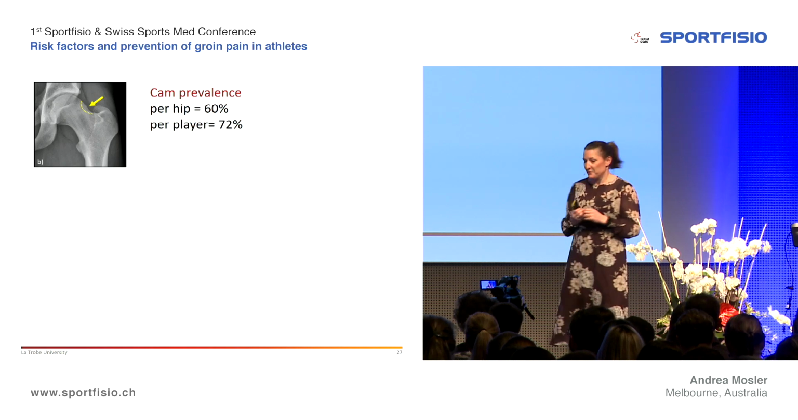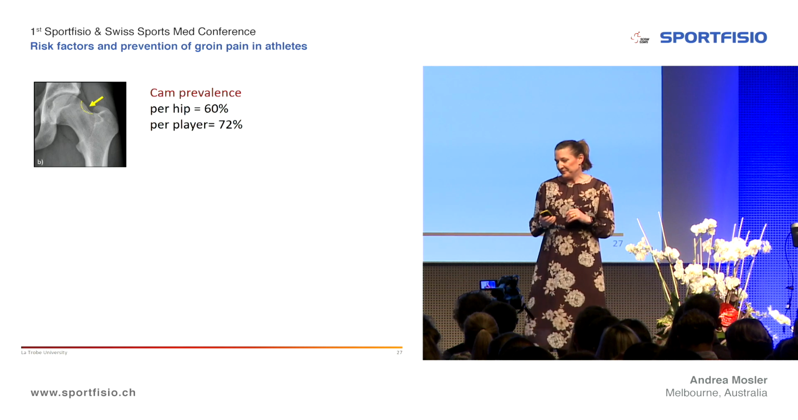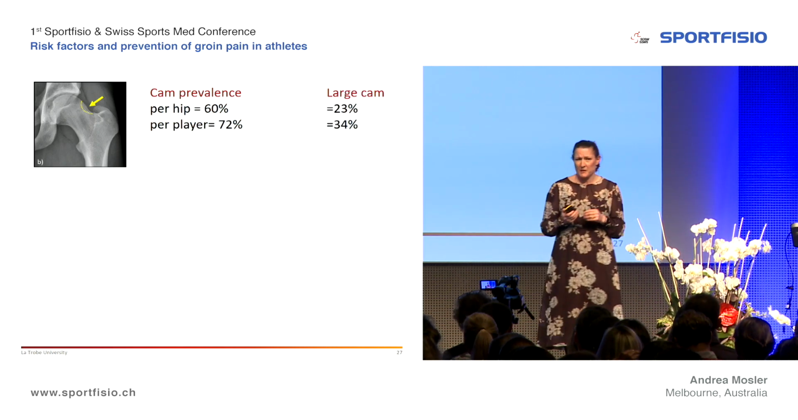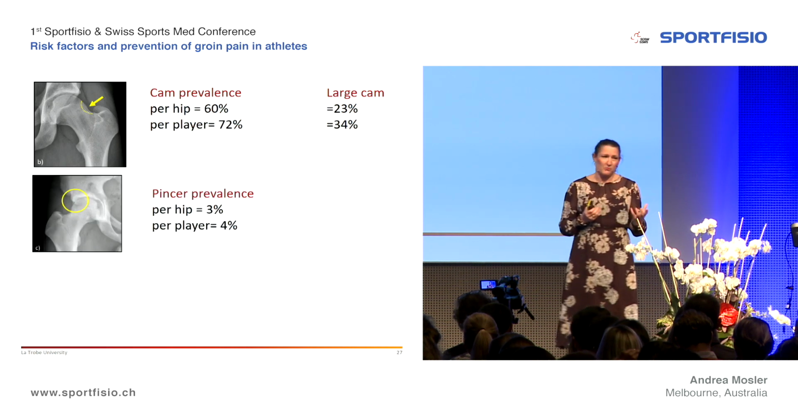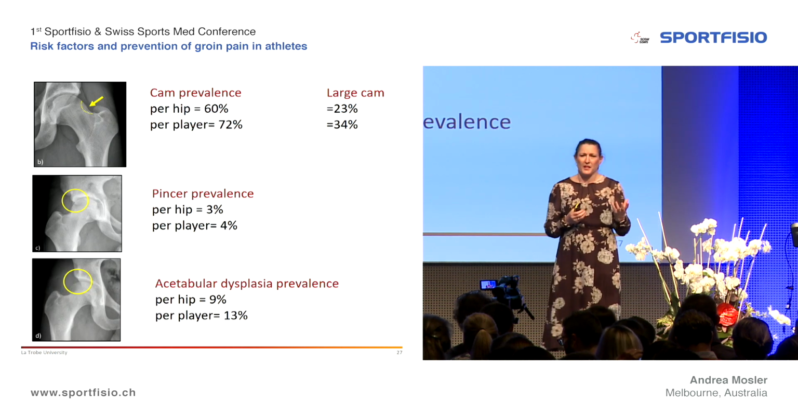And what was the prevalence of CAM? It was actually more common to have a CAM than not have a CAM. And large CAM, around about a third of our players had a large CAM in one or both hips. Pincer prevalence was relatively rare with our definition, and acetabular dysplasia was also not that common.